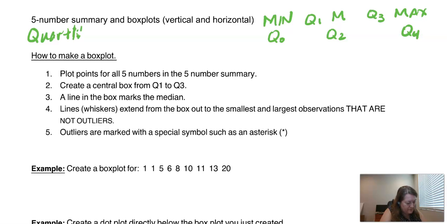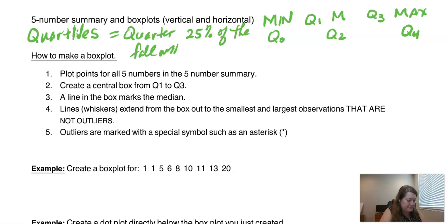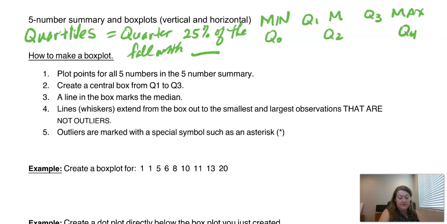Quartiles. Okay, it represents about a quarter of the data. So that means 25% of the numbers fall within this range. Or what fall within this section, I don't want to say range because it's an actual calculation right now. Okay, so let's go and figure out how to make a box plot.